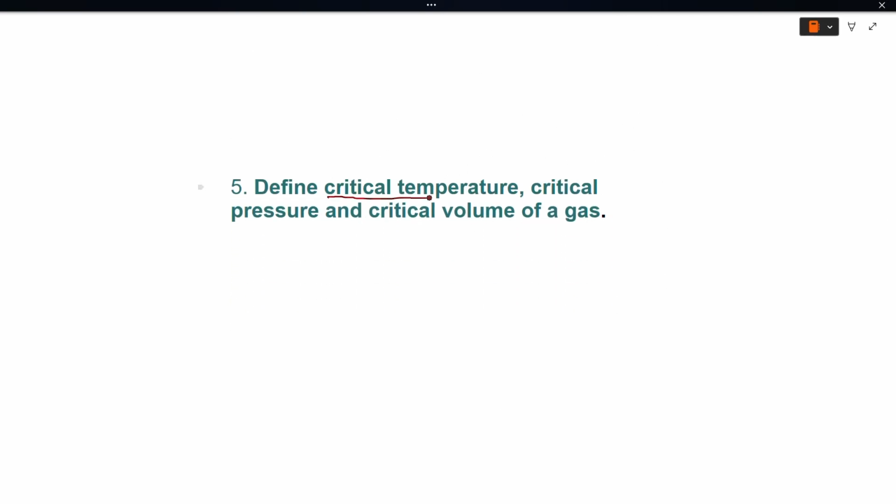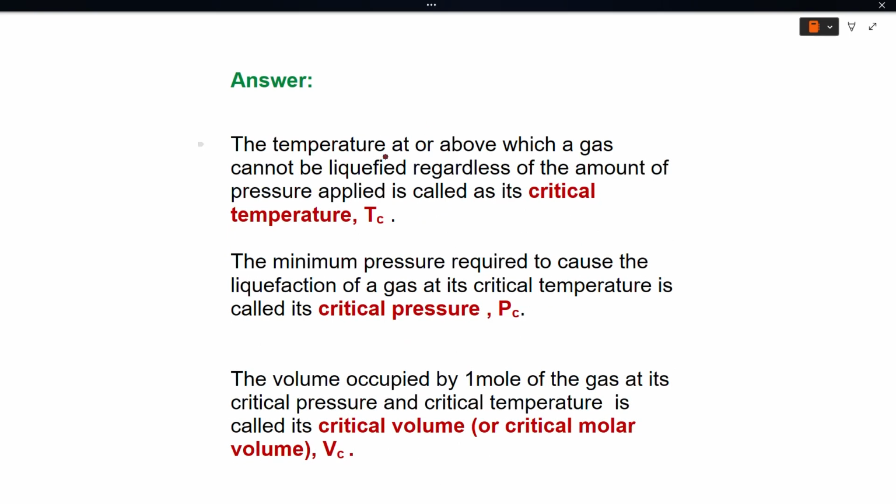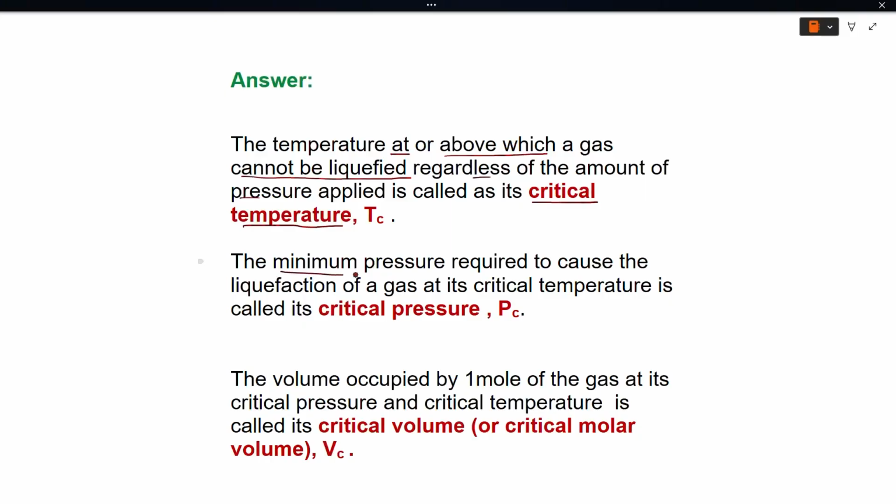Define critical temperature, critical pressure and critical volume of a gas. The temperature at or above which a gas cannot be liquefied regardless of the amount of pressure applied is known as critical temperature, denoted by the letter T with a subscript C. The minimum pressure you have to apply to cause the liquefaction of a gas at critical temperature, that is very important, at critical temperature, is known as critical pressure, or you can represent it as P with a subscript C.